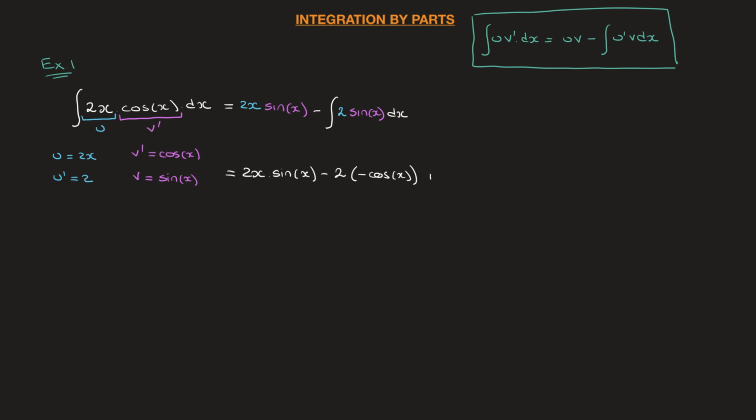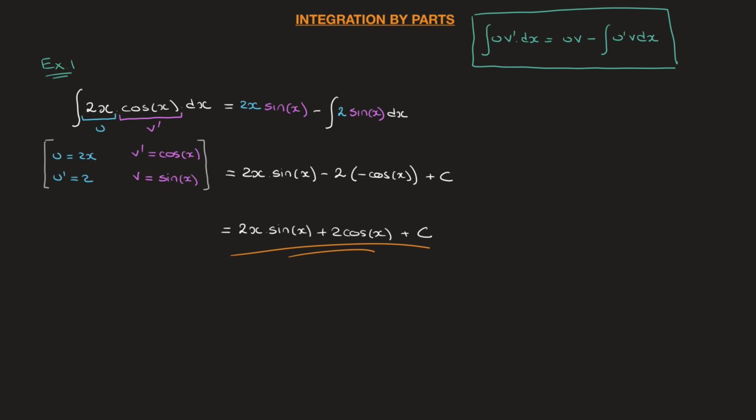And now we have a constant of integration, c. Finally, since we're subtracting 2 times negative cosine of x, this turns into plus 2 cosine of x, and so I can state the final answer as 2x times sine of x plus 2 cosine of x plus c. And that's the answer. Looking at this, hopefully you can appreciate that thanks to our correct choice for u and v dash, we turned this integral into something far simpler to deal with. Indeed, we had no trouble whatsoever finding this answer.